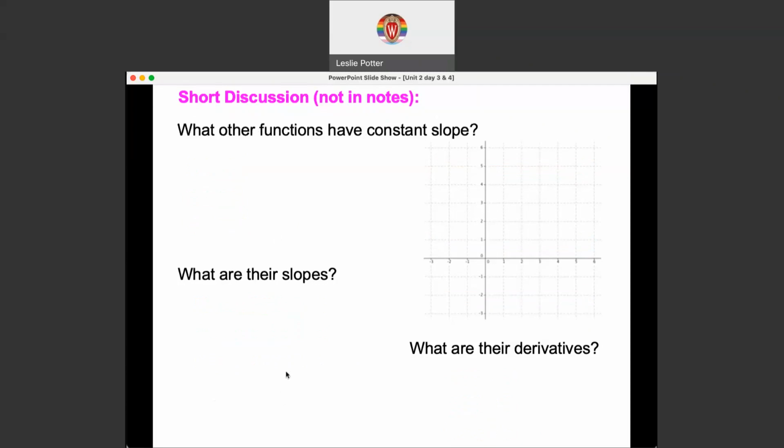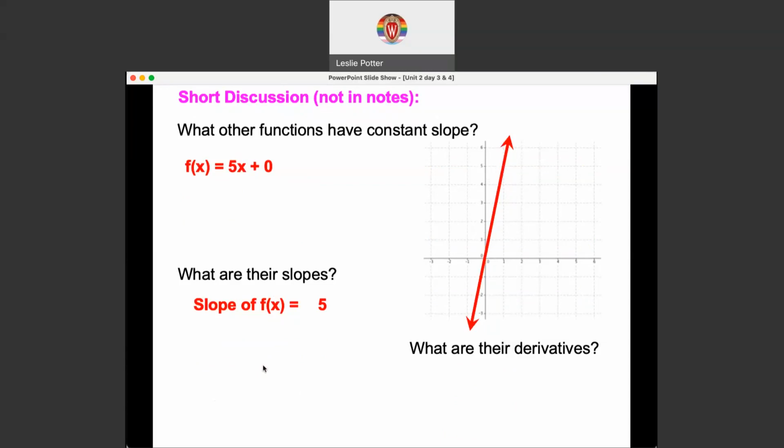Okay, what other functions have constant slope? So think about that algebraically. How about lines? Right, y equals mx plus b. So what's the slope of this line? It's 5, right? We can find that a couple different ways. We can see it here, y equals mx plus b. We can count up 1, 2, 3, 4, 5 over 1.